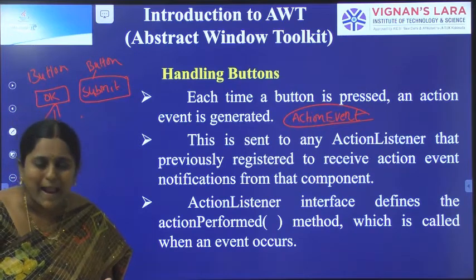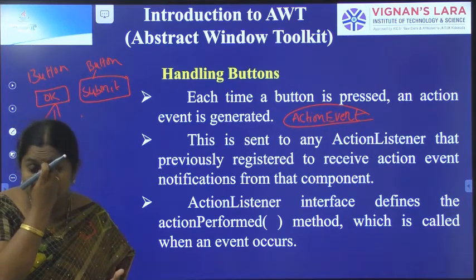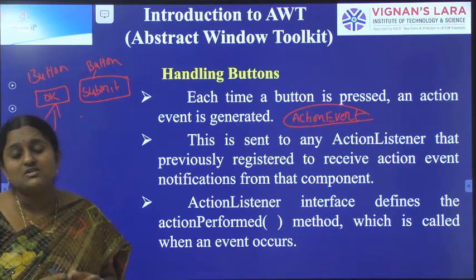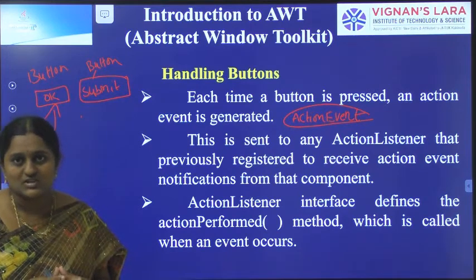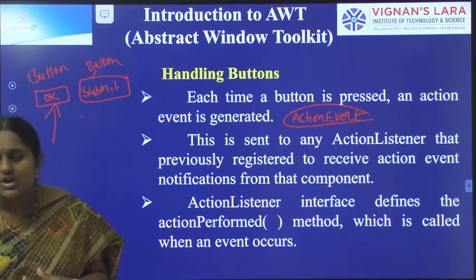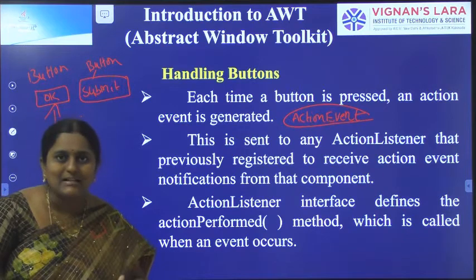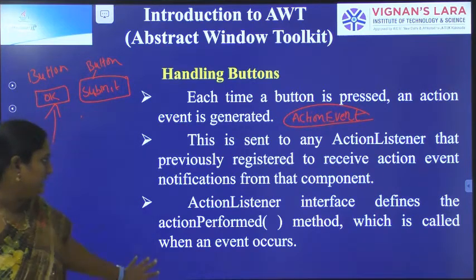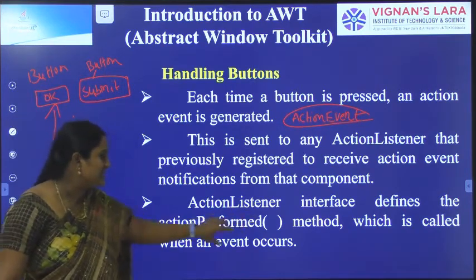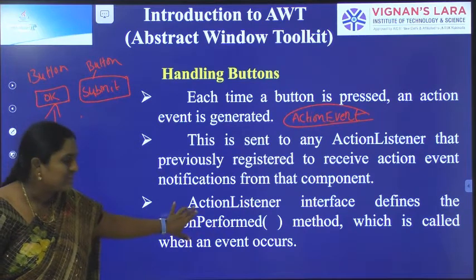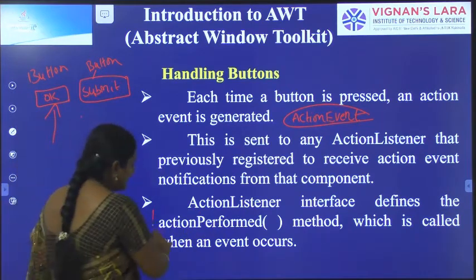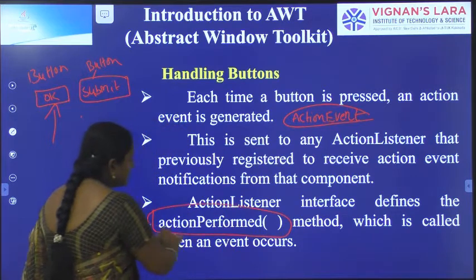So in order to handle the events, first of all, listeners should register with one or more sources. Listeners registered with sources can then handle and control the events. The ActionListener interface defines one method. What is that method? actionPerformed. Here actionPerformed is a method.